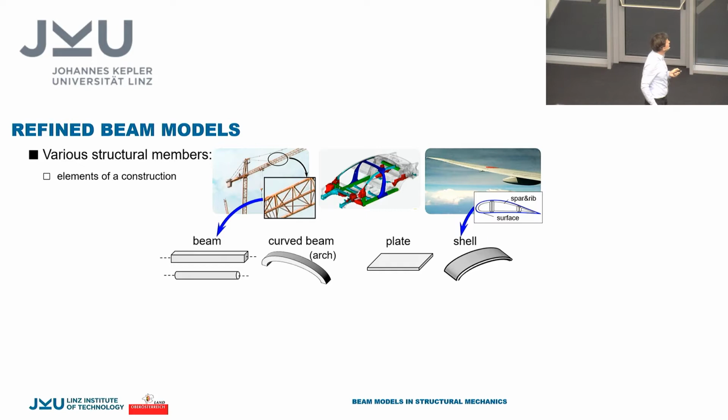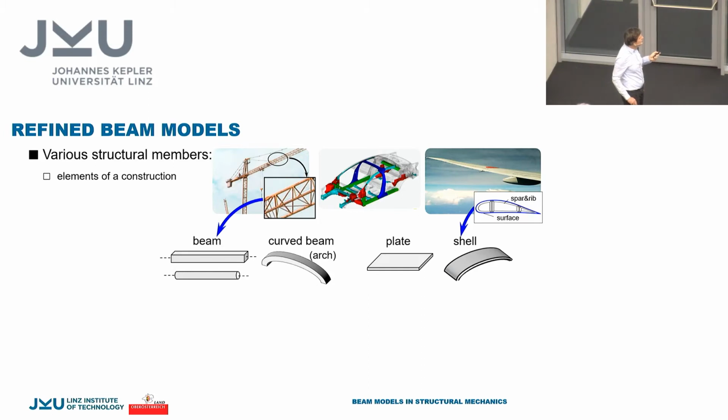stability of such structures. If you take a look at this crane, you see that it consists of many, many thin elements, and this is what we call a beam element. So if we want to understand the whole construction, we first have to understand what happens with this beam.